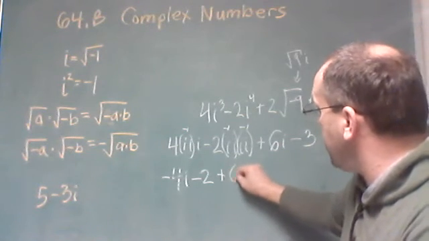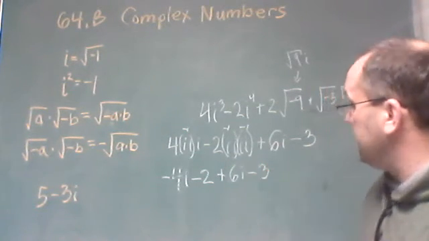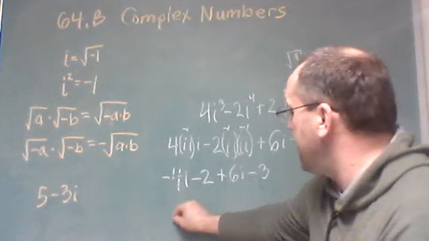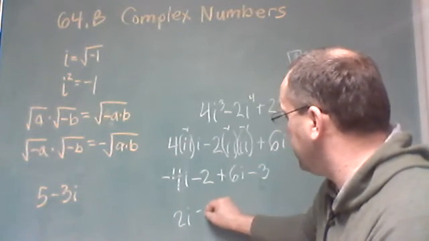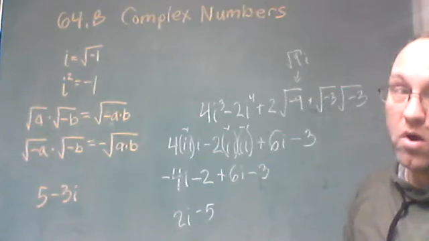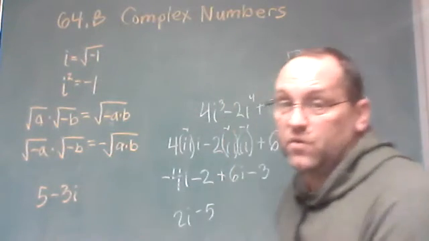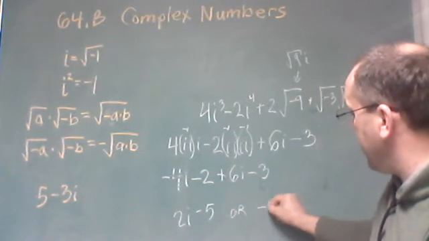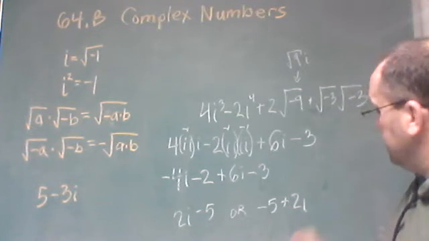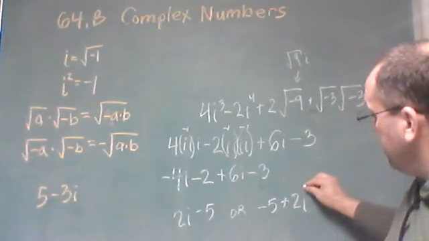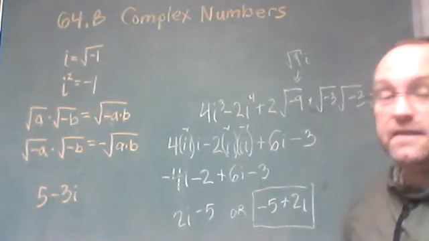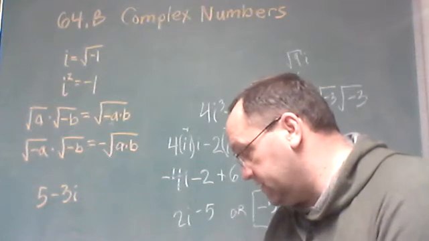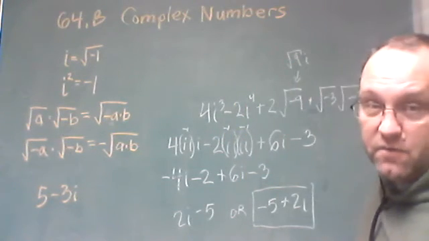I still have a 6i. I still have a minus 3. Then I combine my i's together. Okay, I have a 2i. I have a minus 5. Now, it's more appropriate to express it with the real number first, or minus 5 plus 2i. That's the preferred method. You put the number first, even if it's a negative, and the imaginary part second.